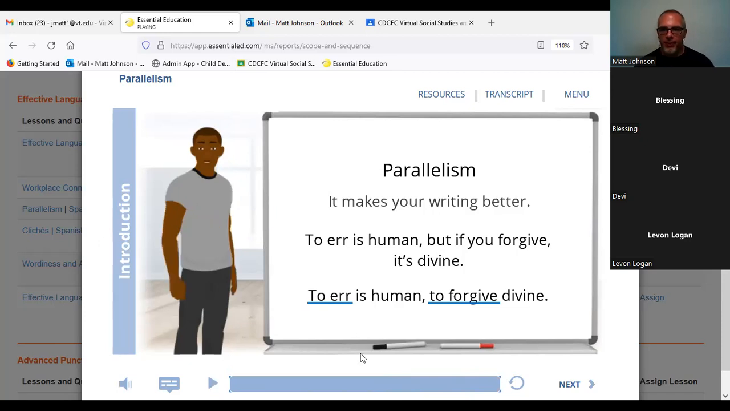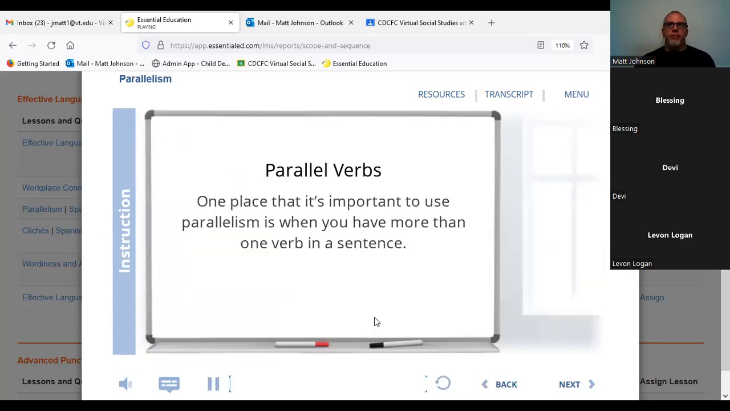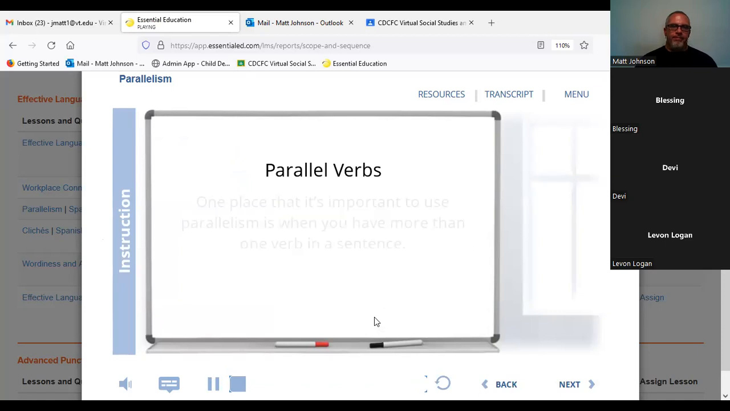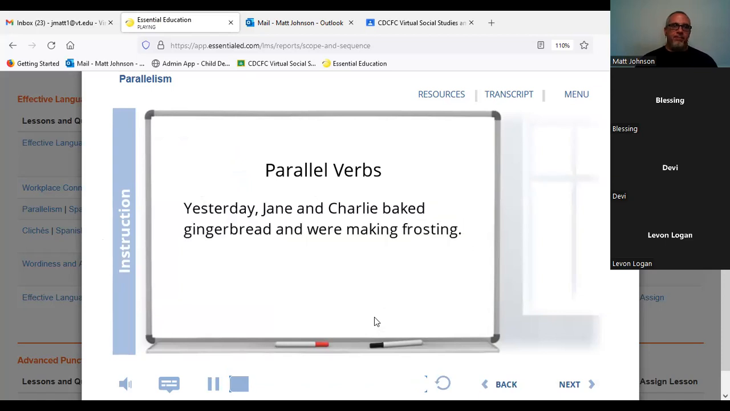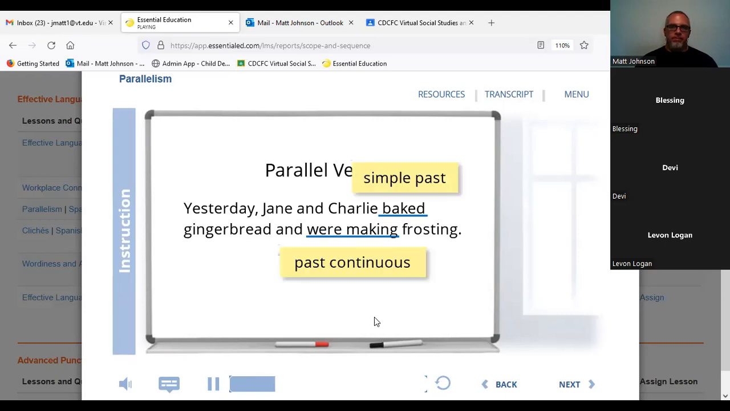All right, let's take a look here. One place that it's important to use parallelism is when you have more than one verb in a sentence. All the verbs should be in the same form. Take a look at this sentence. Yesterday, Jane and Charlie baked gingerbread and were making frosting. Look at the two verbs in this sentence, baked and were making. That's two different verb forms, the simple past tense and the past continuous tense.